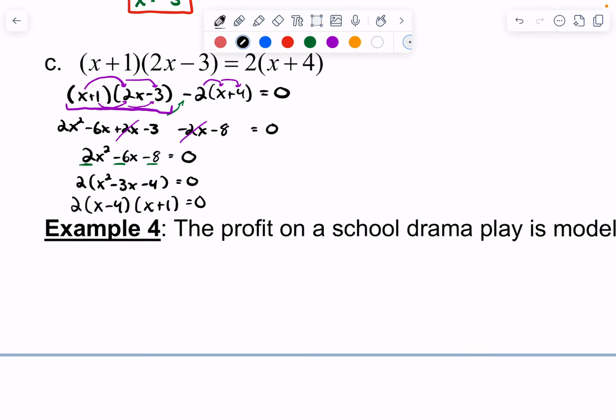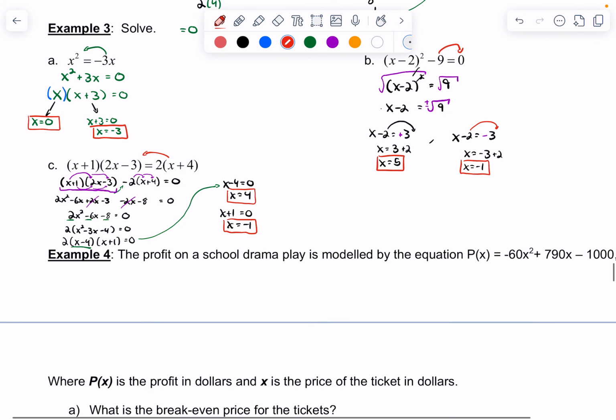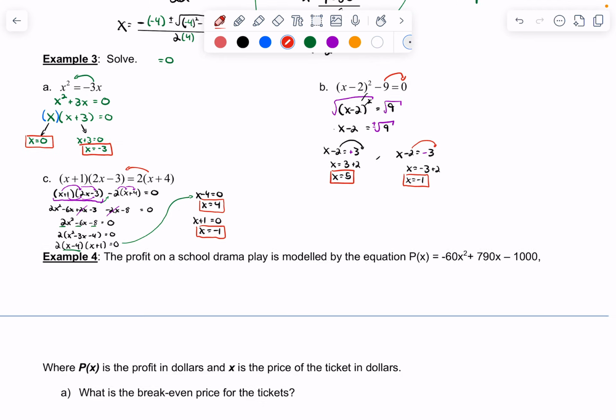So there's your factors. So your zeros, solving it, is when you take your first bracket, x minus 4, and set that to 0. So x equals 4 is a solution. And then your other bracket, x plus 1, set that to 0. So you get another solution of x equals negative 1. So you could have used the quadratic formula there and solved, but again, factoring is definitely the way to go if it's possible.